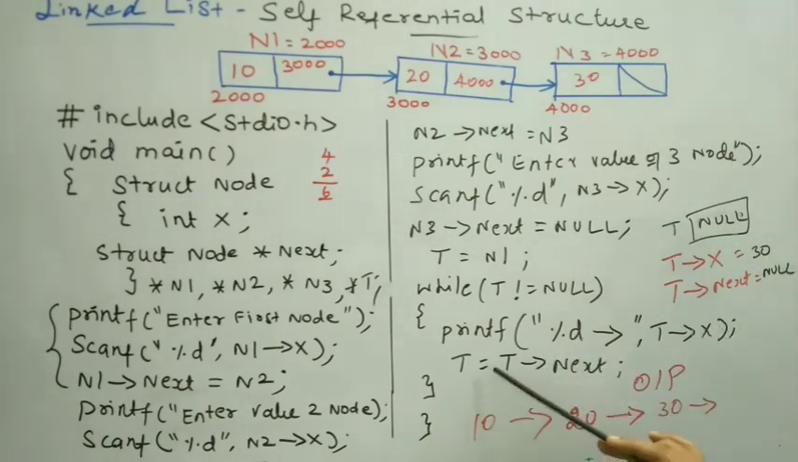After printing the value, next time I need to advance to the next node. To advance to the next node, I am using this statement. T equal to t of next, it will advance this t pointer to point to the next node.